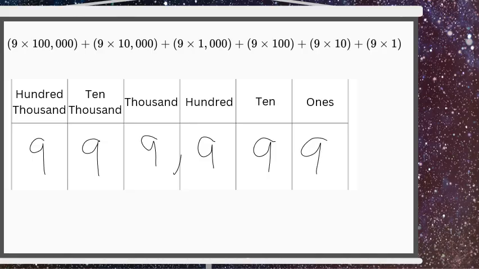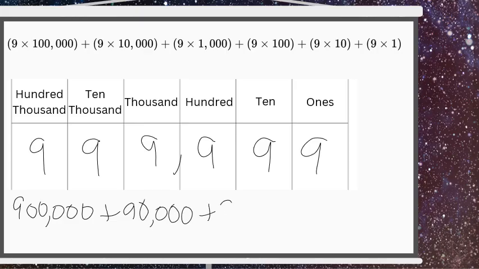Now let's write it in expanded form. Remember, for expanded form, we are looking at the value of the digit in that place. So if there is a 9 in the 100,000s place, the value of that 9 is 900,000. So we have 900,000 plus 90,000 plus 9,000 plus 900 plus 90 plus 9.